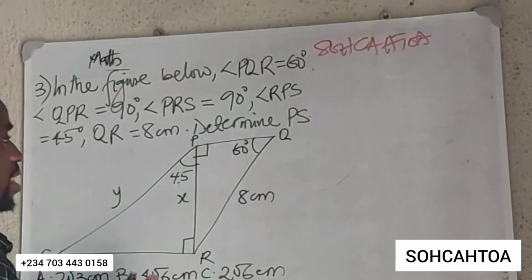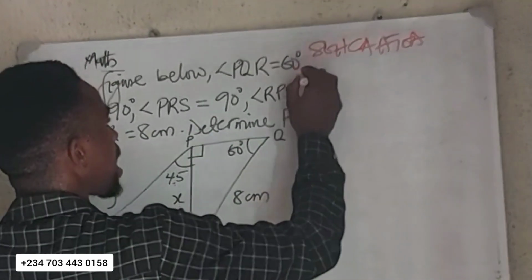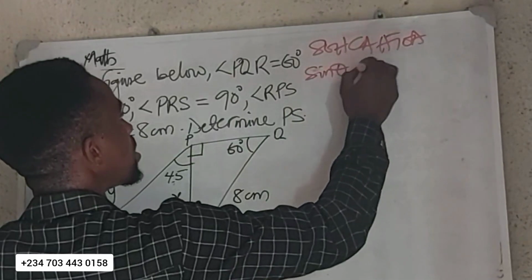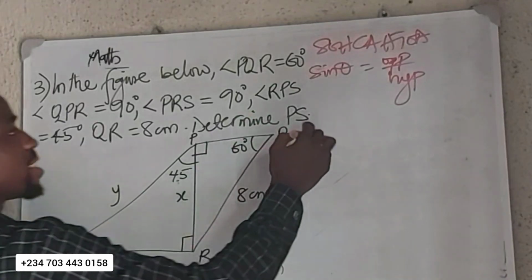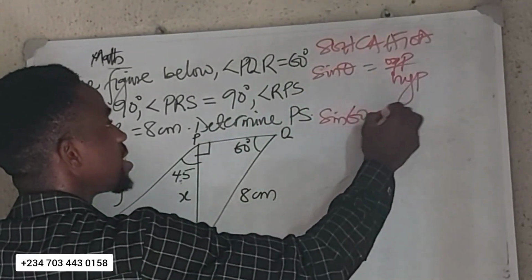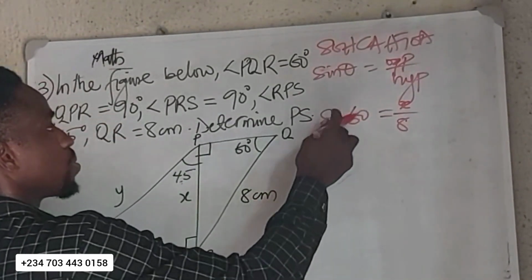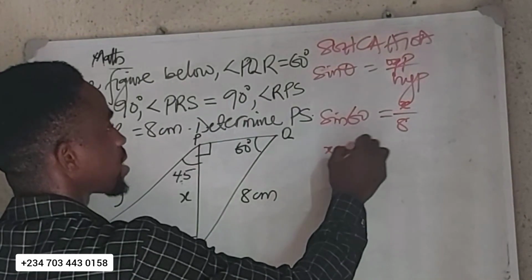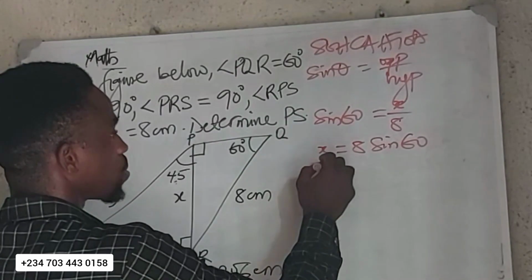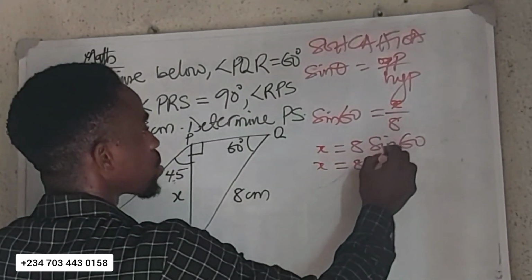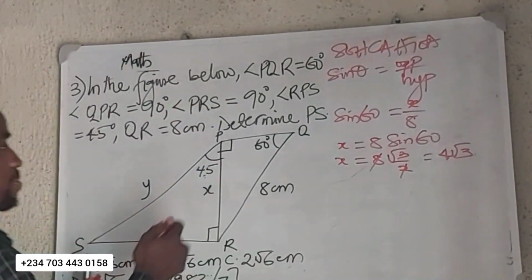We have that the relationship between opposite and hypotenuse is sine theta. So sine theta is opposite upon hypotenuse. And then our theta is 60 degrees, so we have sine 60 is equal to, the opposite is x and the hypotenuse is 8. So when we cross multiply, I have that x is equal to 8 sine 60. Sine 60 is root 3 over 2, so x is equal to 8 root 3 upon 2, which you cancel to be 4 root 3. So that's the value of this side.